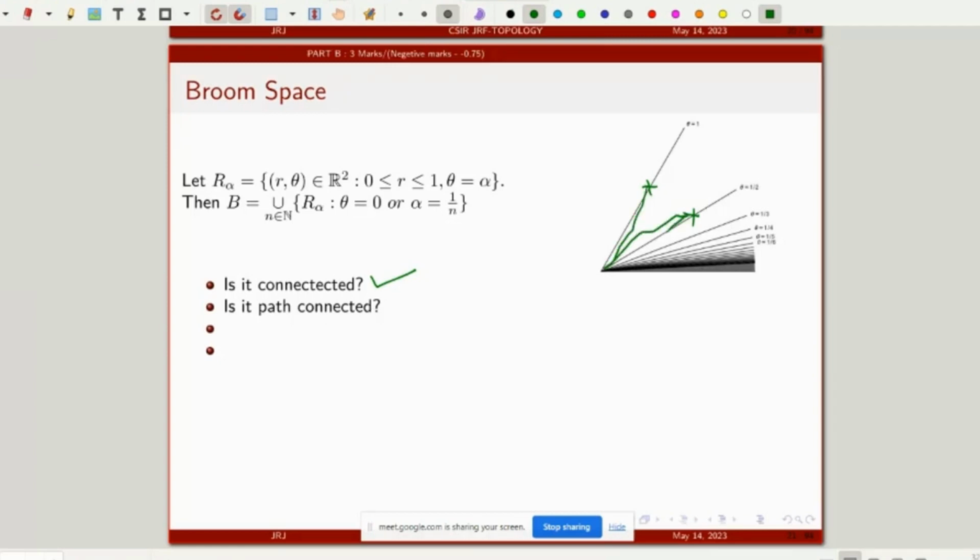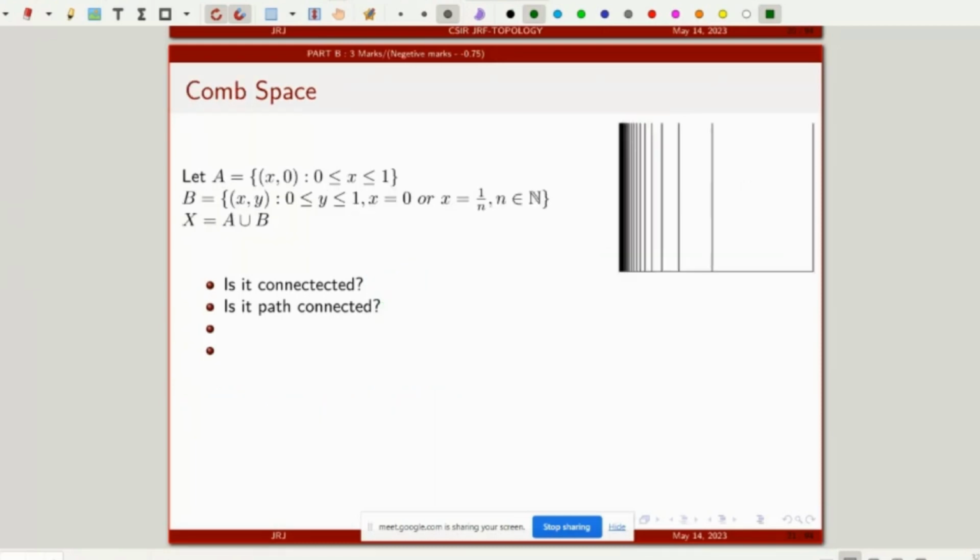My drawing is bad, but what I meant is going from this through this line, reaching the origin, and from here to here, moving like this. So is this path connected? And you will know the result that path connected implies connectedness. Similarly, you can check the connectedness and path connectedness of Comb's space.